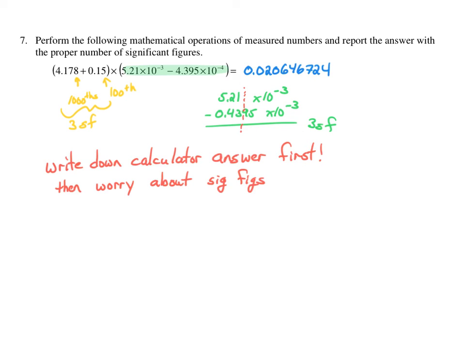So overall, we round off our final answer to 3 sig figs. The first number is below 5, so we round down. Our final answer is 0.0206.